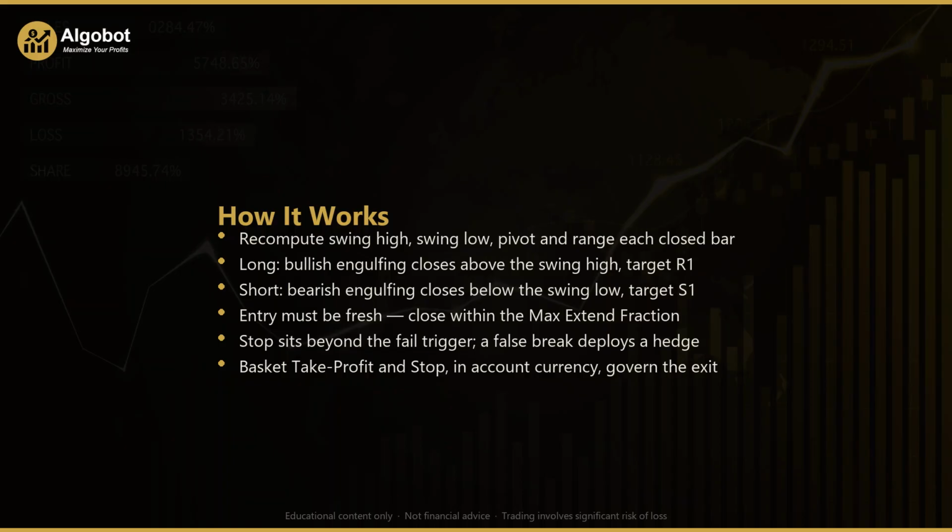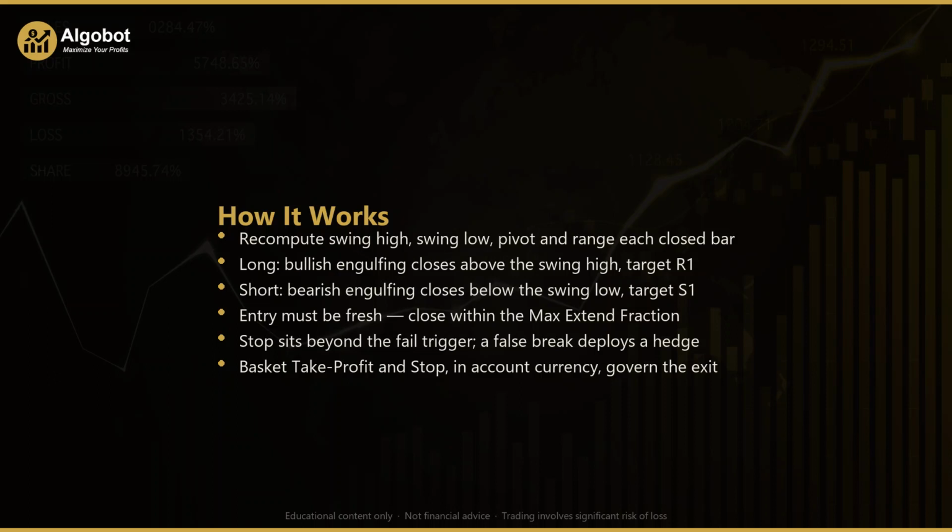First, the candle that just closed must be a bullish engulfing pattern. The prior bar was bearish, this bar is bullish, and its body completely engulfs and outsizes the previous body. Second, that candle must open at or below the swing high and close above it, a real break of structure. Third, it must not be overextended. The close has to stay within the max extend fraction of the range above the level, keeping this a fresh scalp rather than a chase. When all 3 align, the strategy opens a buy and sets its take profit at the first resistance pivot, R1.